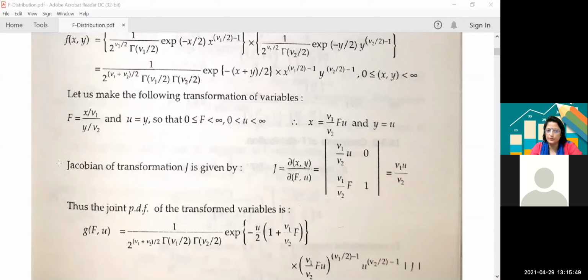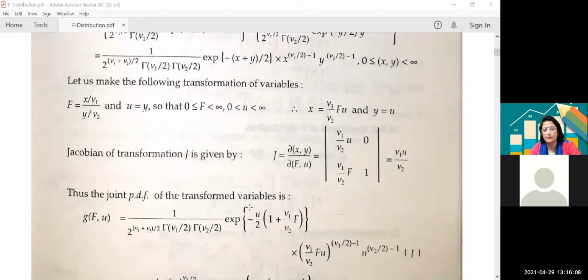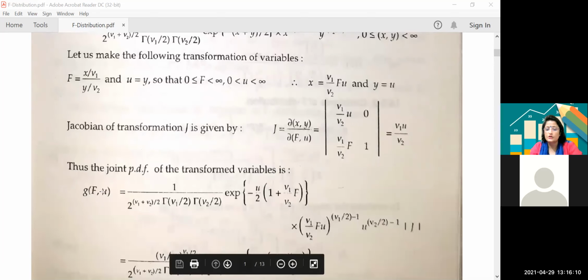Now the step number 3, Jacobian of transformation. So you will find the Jacobian of transformation. This comes out to be v1 by v2 into u. Now this is the step number 1, 2, 3, and this is the step number 4. Now the joint PDF of the transformed variables. So here the name is g(f,u).